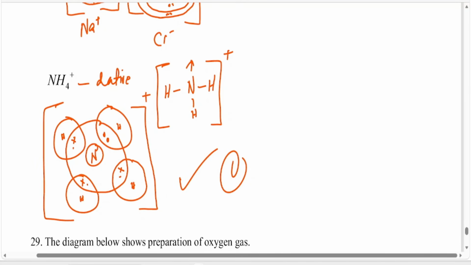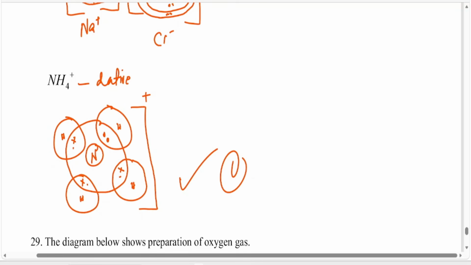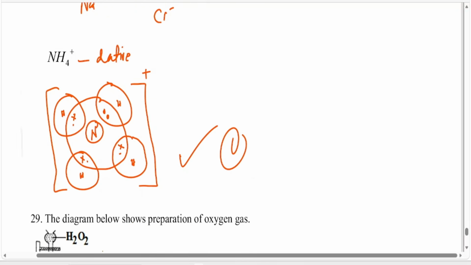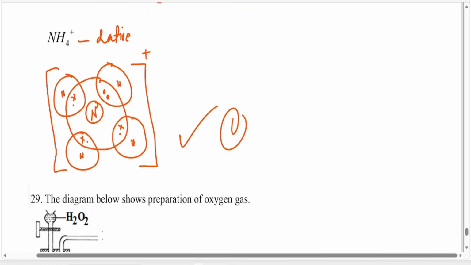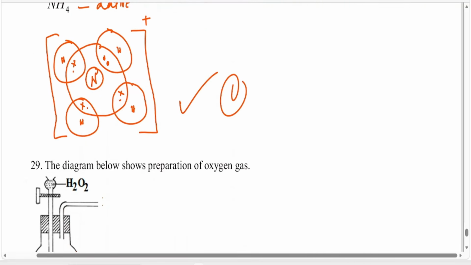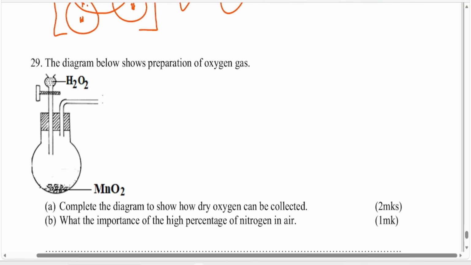Please don't use the Lewis structure when you are not directed to use it. Use it only when you are told to. So in our case, we are supposed to use a cross or dot diagram. So that is how we were supposed to do it. Let's now move to question number 29. The diagram below shows preparation of oxygen gas.